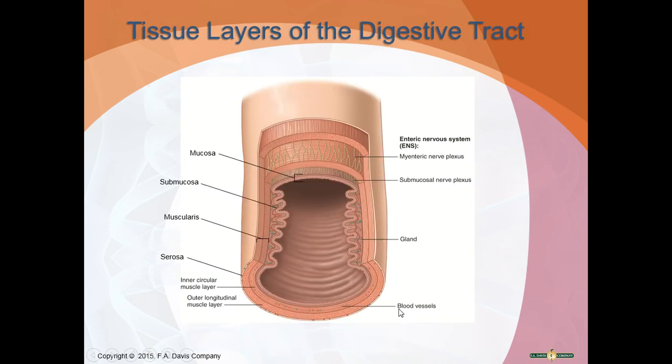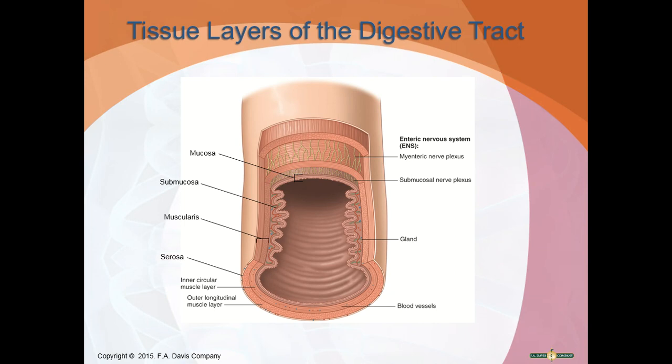So we have tissue layers of the digestive tract. The mucosa consists of 3 layers: an inner layer of epithelium, a layer of loose connective tissue, and a thin layer of smooth muscle. The submucosa is a thicker layer of connective tissue. It contains glands, blood vessels, lymphatic vessels, and nerves.